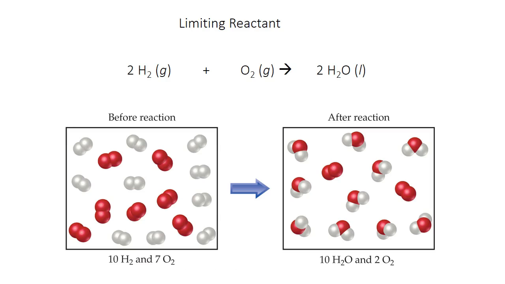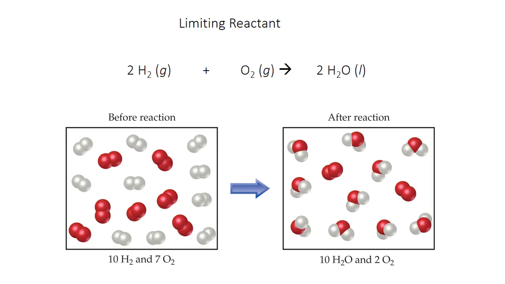And so the idea here is that if you look at the box on the left, you can see if you count up the number of hydrogen molecules, those are the white molecules. We add those up, we get 10. 1, 2, 3, 4, 5, 6, 7, 8, 9, 10 H2 molecules. And there are 7 of the red molecules, the O2 molecules. And we're going to react these together to form water.